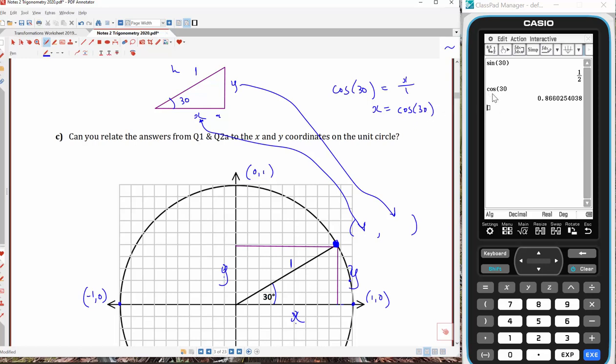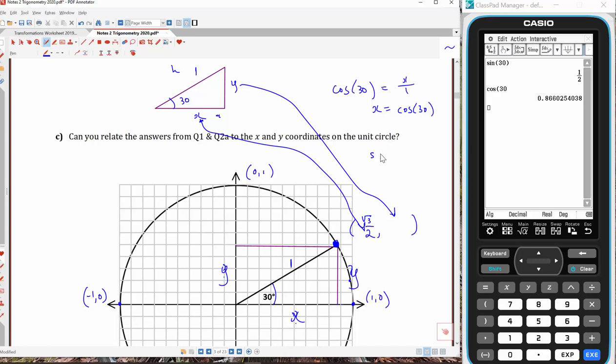Now, what's the cosine of 30? Well, we worked that out before. It's roughly 0.866. So this should be 0.866, which certainly looks like it. There's 0.9, there's 0. Let's just say that that is 0.866, or more exactly, root 3 on 2.